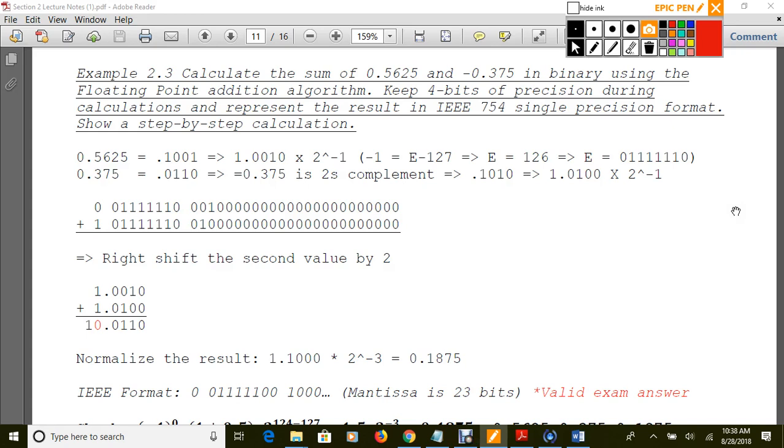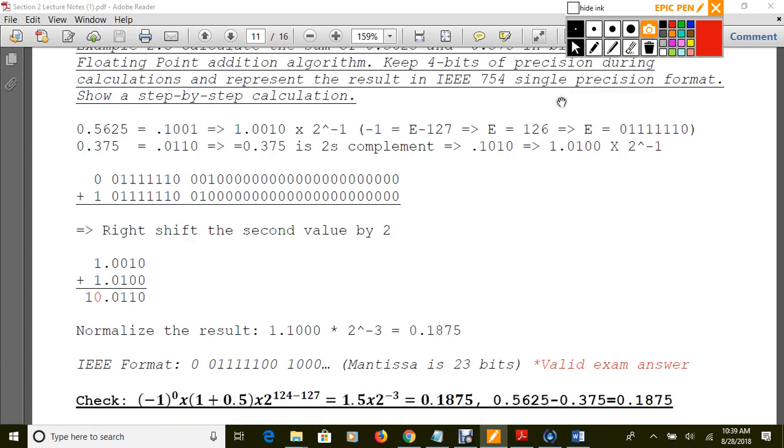In this case, calculate the sum of 0.5625 and negative 3.75 in binary using the floating point addition algorithm. Keep 4 bits precision during the calculations. That's my way of saying don't go more than 4. So I'm trying to reduce your work. And represent the result in IEEE 754 single precision format. Show a step-by-step calculation. So in this case, we do the same thing. We convert to binary.